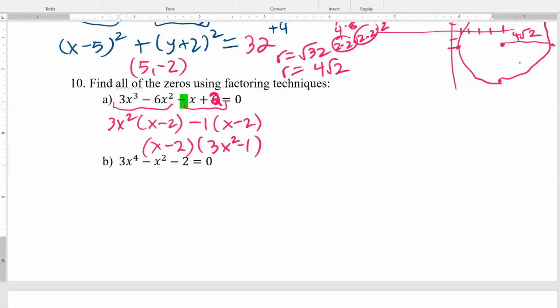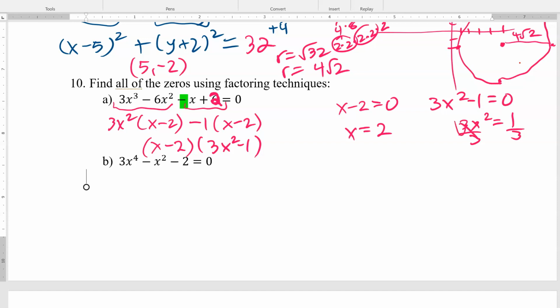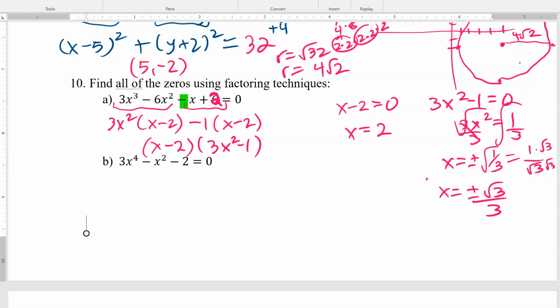And how do I find the zeros now? Set each group equal to 0. For the first one, x equals 2. For the second one, if I add 1, 3x squared equals 1, x squared equals 1 third, so x is equal to plus or minus the square root of 1 third. You need to simplify that. Square root of 1 is 1 over the square root of 3. You need to rationalize that. Multiply top and bottom by root 3. So I end up with x is equal to plus or minus root 3 over just 3.